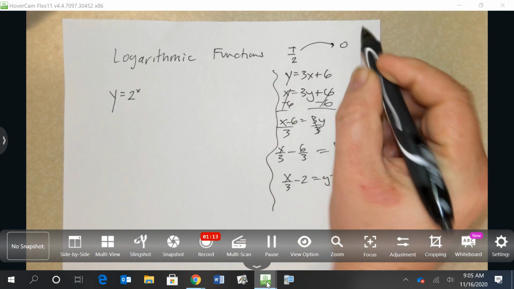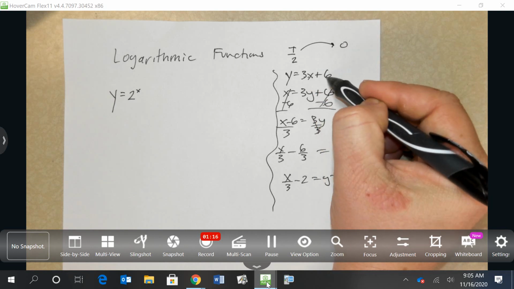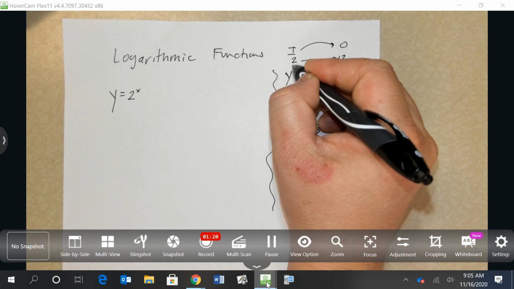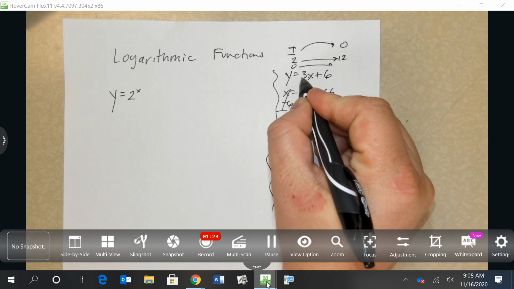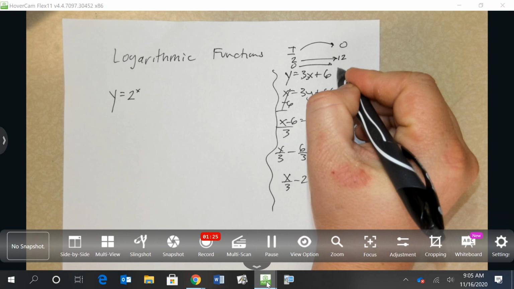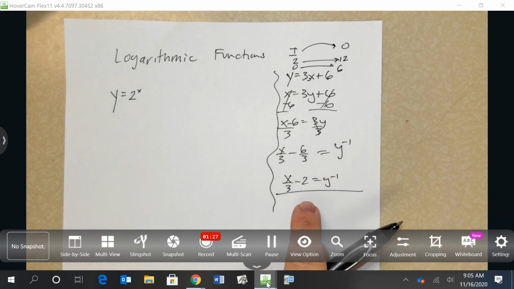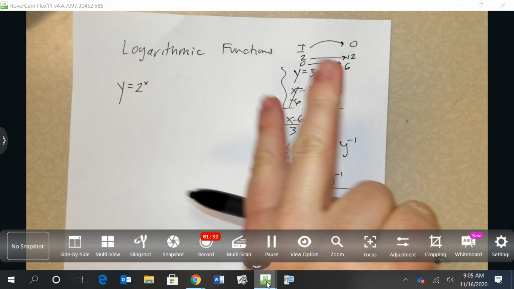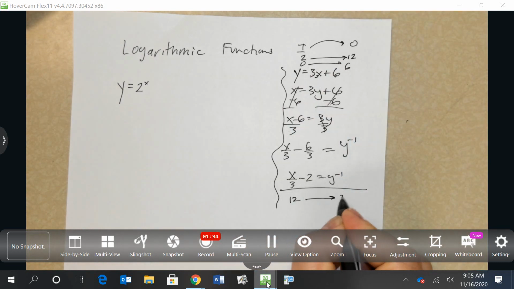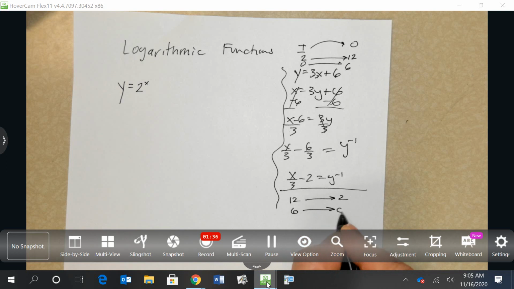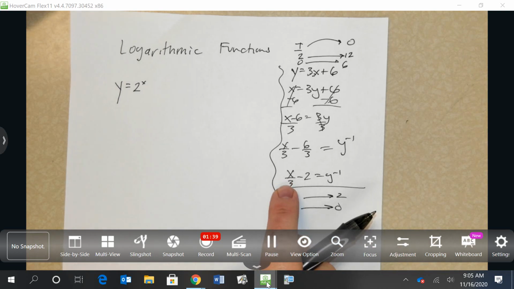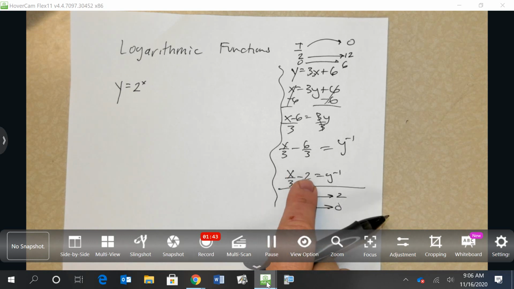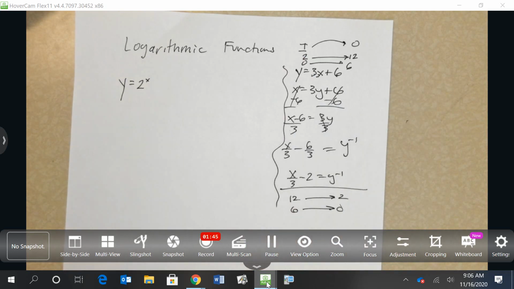If I plug in a 2, 3 times 2 is 6, 6 plus 6 is 12. So 2 maps onto 12. Let's try an easy one like 0. If I plug in 0, 3 times 0 is 0, 0 plus 6 is 6. Now, if this is the inverse of this original function, it's going to be able to map backwards. So 12 will map to 2, and 6 will map to 0. Let's check. 12 divided by 3 is 4, 4 minus 2 is 2. 6 divided by 3 is 2, 2 minus 2 is 0. That's the concept of inverse functions.